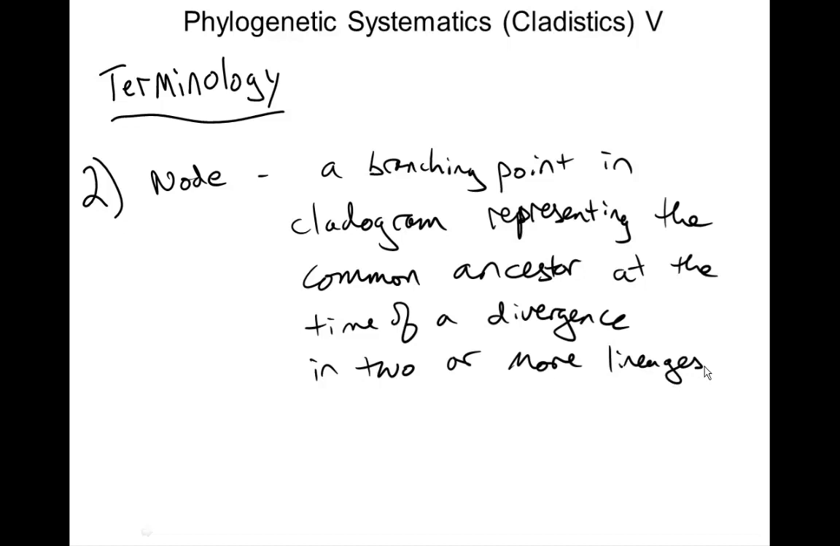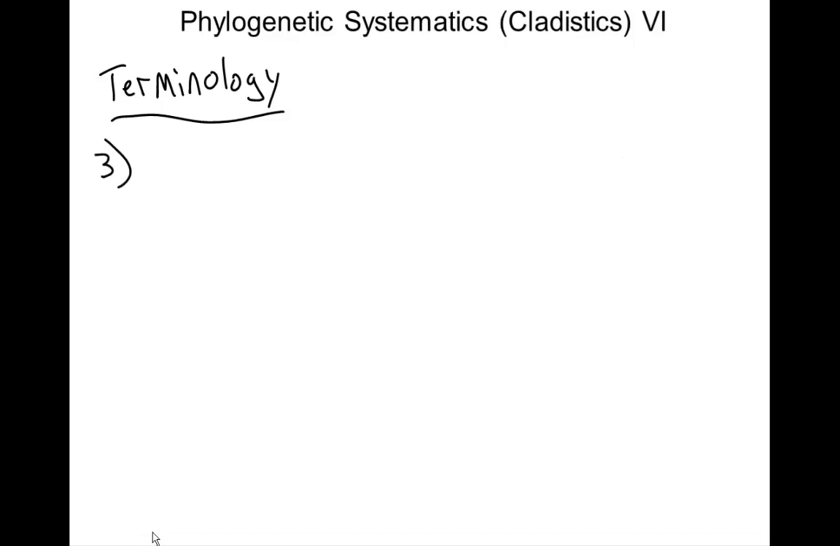And these are just these branching points in the cladogram, as I mentioned and demonstrated before. So another term is a sister group or sister taxa. For this term, we've got two groups that are descended from the same immediate common ancestor.